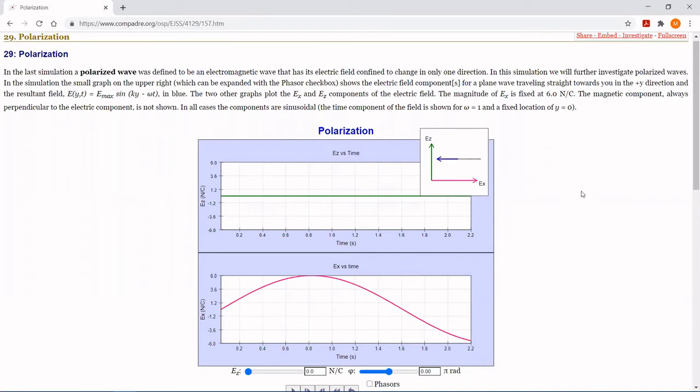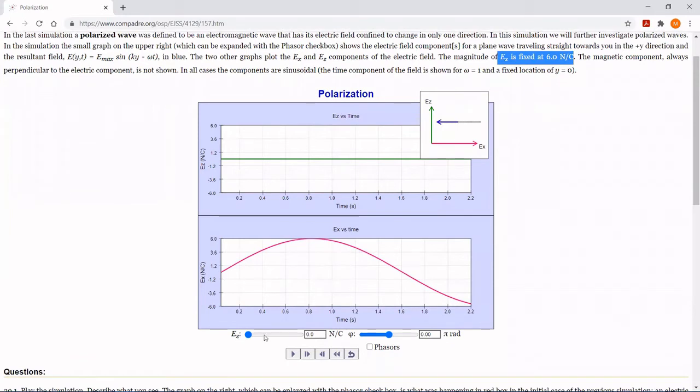This simulation will help us visualize an electric field polarization that is neither vertical nor horizontal. So the two possibilities, horizontal and vertical, would be along the x-axis here or along the z-axis. And in the text up top, they're telling us that the x component of the electric field is fixed at 6 newtons per coulomb, and the default value of the z component is 0. So right now the electric field is purely along the x-axis. You could call that a horizontal polarization.